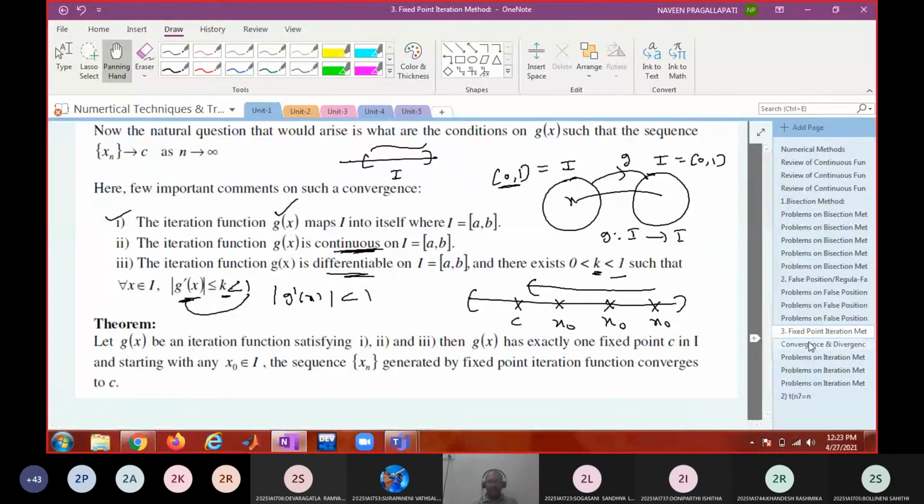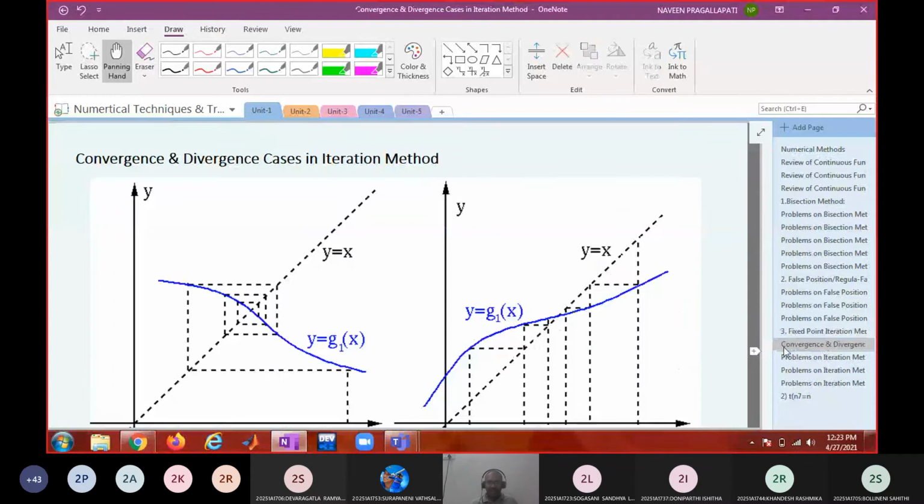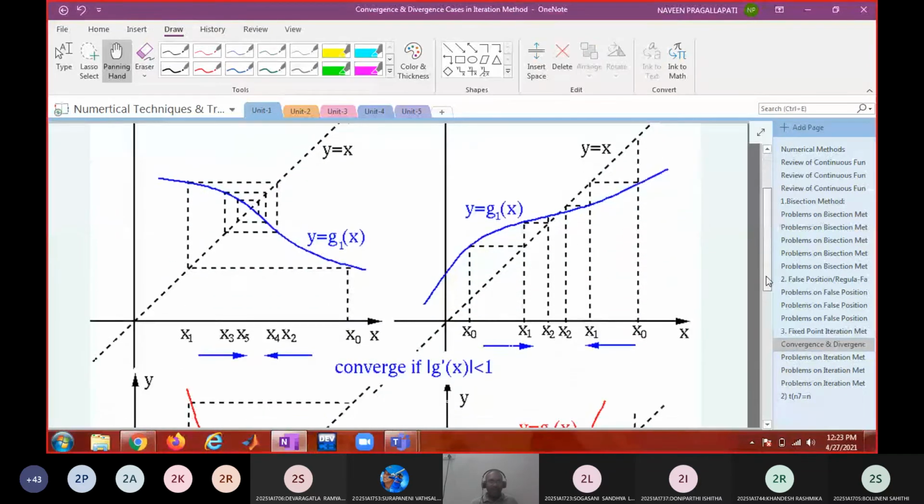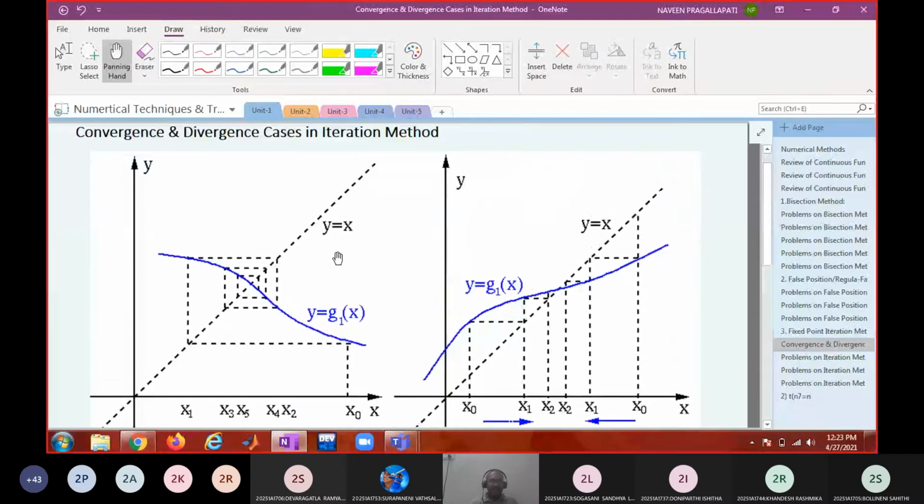Okay, so let us see this case. See here how it happens. This is y equal to x, this is y equal to g of x. We are trying to find out a fixed point of g of x. You started with some initial approximation x naught, you substitute x naught in g. What is g of x naught value? The height. Do you understand?